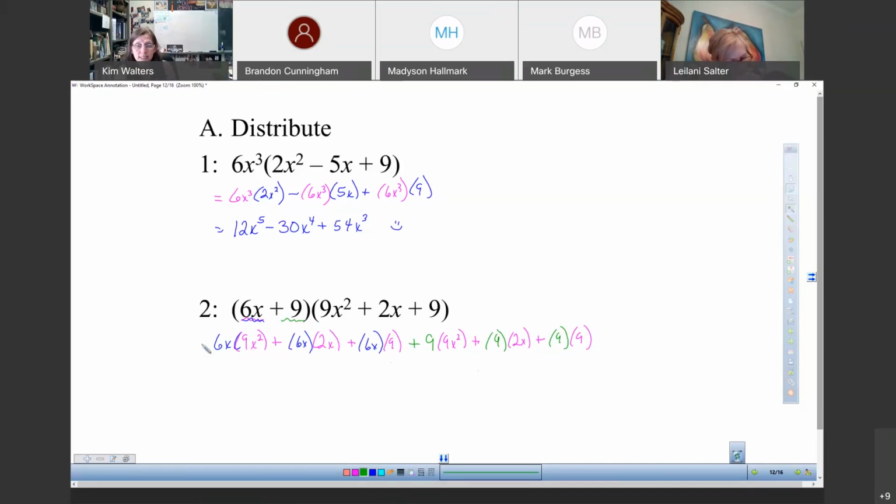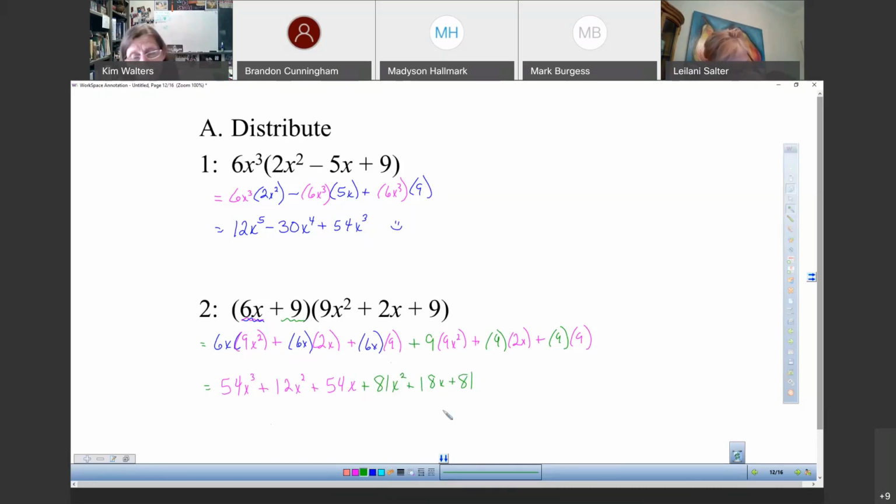Again, if you want to skip this step and actually just do the multiplication, that's fine. That's your prerogative. So this is going to give me 54x to the third, because I have to look at my variables and my numbers, plus 12x squared plus 54x. And in the second part, I'm going to have plus 81x squared plus 18x plus 81.